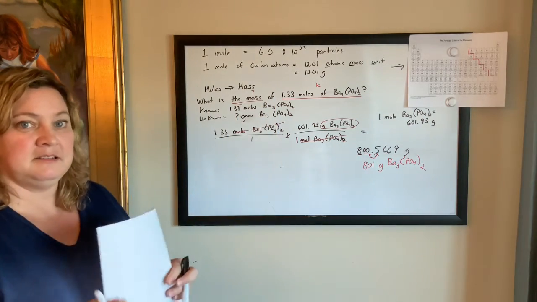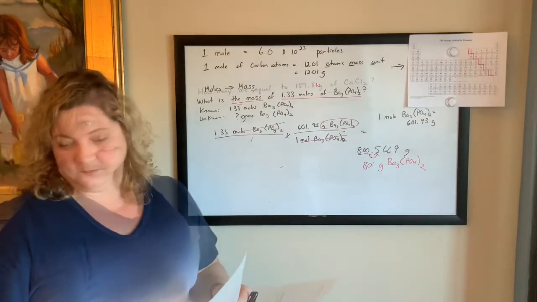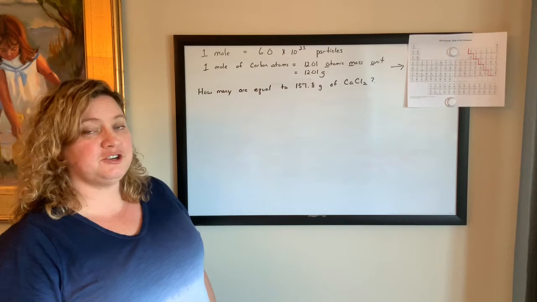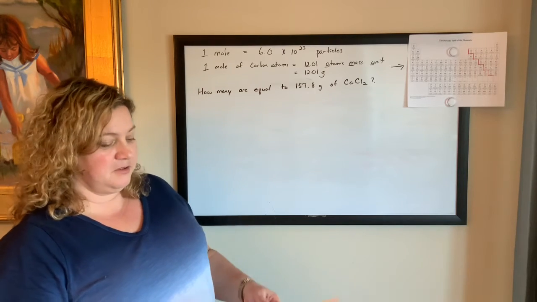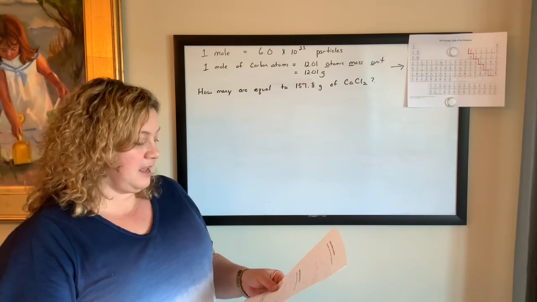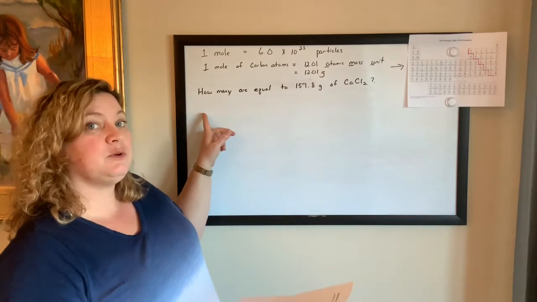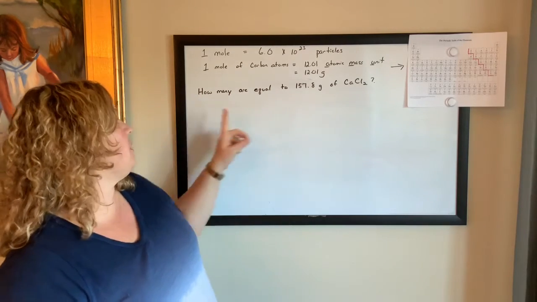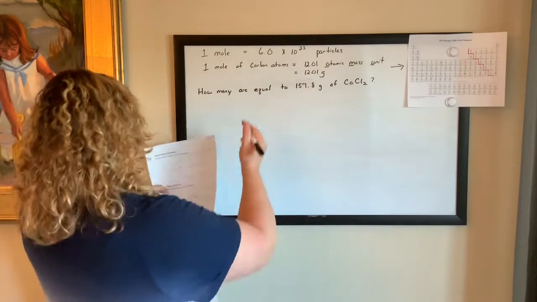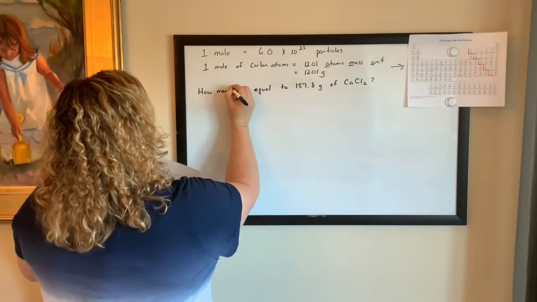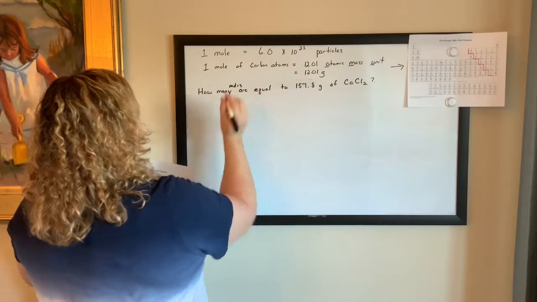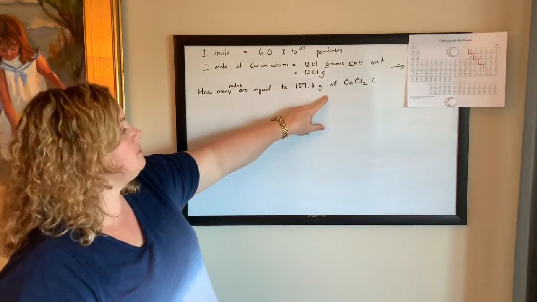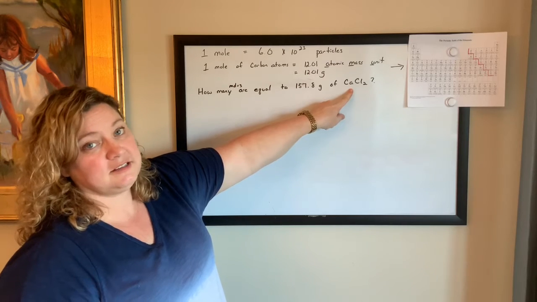All right, let's go to the next example. All right, so here is our final practice problem before I turn you loose on your own to finish our classwork and homework for today. So here we go. In this one, we're going to go from mass to moles. So let's see what we're starting with in this problem. How many, well, if I wrote all the words in here, how many moles are equal to 157.8 grams of, what is this compound called?